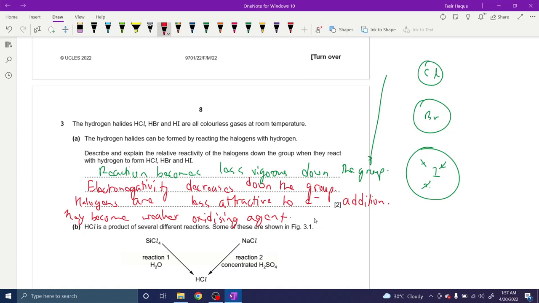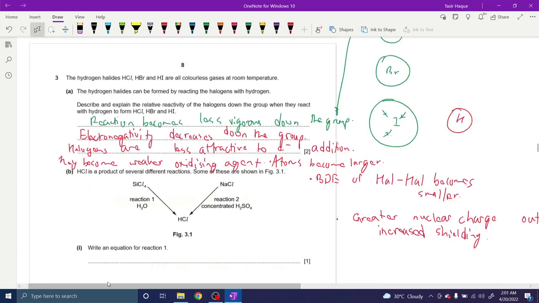There is another point, by the way: atoms become larger. The bond dissociation energy of the halogen-halogen bond, X-X, becomes smaller down the group. Although they did tell us to ignore the hydrogen-halogen bond here. All right.